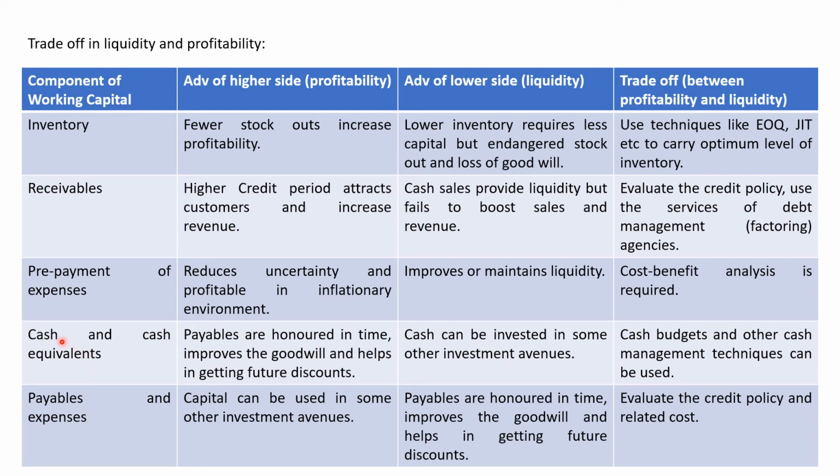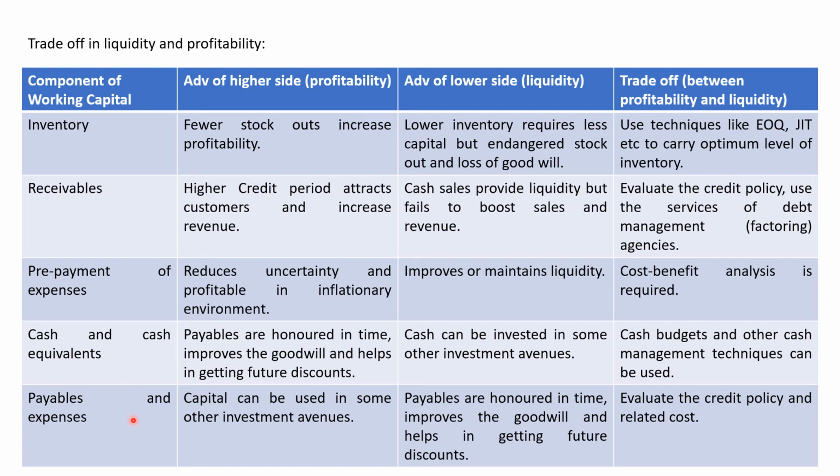Here, cash and cash equivalents and payables. Here what we are saying is maintain more cash and cash equivalents. Okay, here we are saying maintain less cash and cash equivalents. These are both contradictory. So that's the reason we are seeing the advantages of maintaining the high side and the advantages of maintaining the low side here. So these both are one and the same. Here we are saying we will maintain higher cash and cash equivalents. Here we are saying we will maintain less cash and cash equivalents.